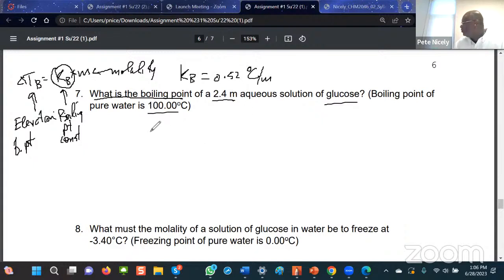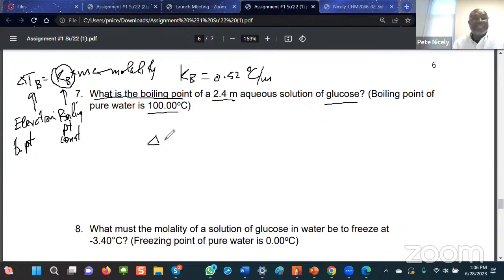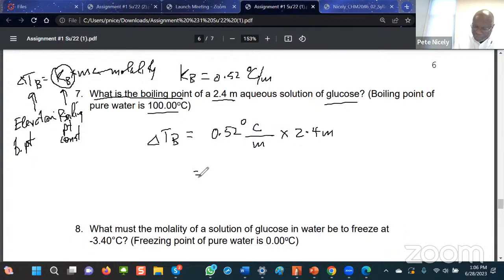So to answer your question, who asked that question? Was it Miss McConnell? McCoy, okay. Delta TB would be equal to KB, which is 0.52 degrees Celsius over M, multiplied by the molality, which is 2.4 M. So 0.52 multiplied by 2.4. According to my calculations, this works out to be equal to 1. I have to round this off to 2 sig figs. So this will be equal to 1.2 degrees Celsius.